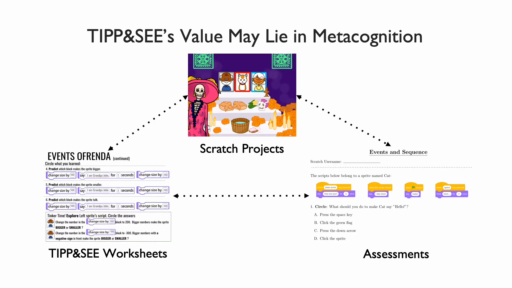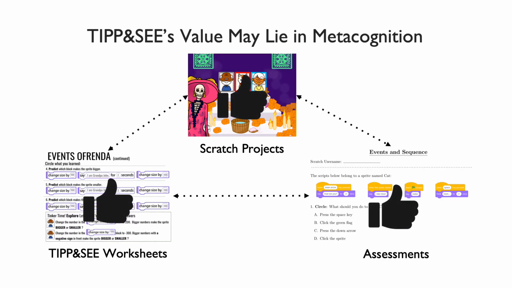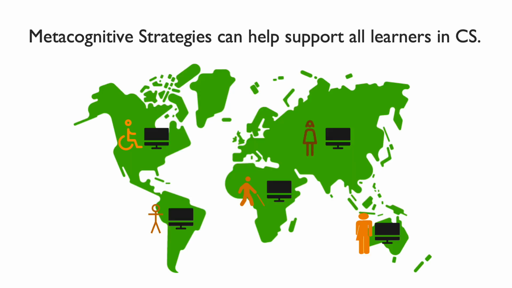So, while we found significant differences in the behaviors between TIPP SEE and control students, these behaviors were not directly correlated to their performance or with each other. And this suggests that the value of TIPP SEE may lie in cognitive processes not immediately visible through student work. With that, we invite further research into learning strategies that support metacognition and self-regulation in computing. These strategies are crucial to supporting a variety of learners who are getting access to computer science instruction worldwide.